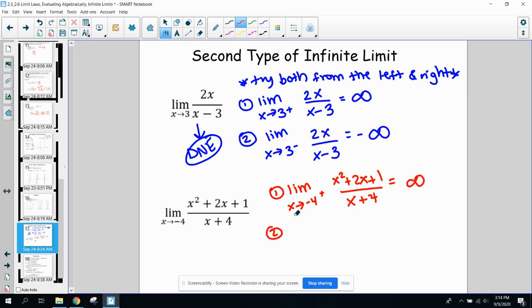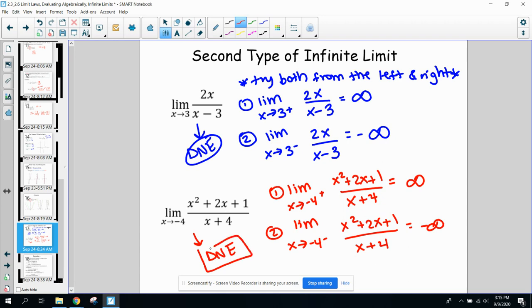I'm going to check the other side, so the limit as x approaches negative 4 from the left. Here I'll pick two values that are less than negative 4 because I'm coming from the left. I might pick negative 5 and negative 4.5, and see what's happening with those. In that case, the numbers are getting smaller. They're getting more negative, so that becomes negative infinity. So again, overall, the limit as x approaches negative 4 is going to be does not exist, because the left-hand limit and the right-hand limit do not match.